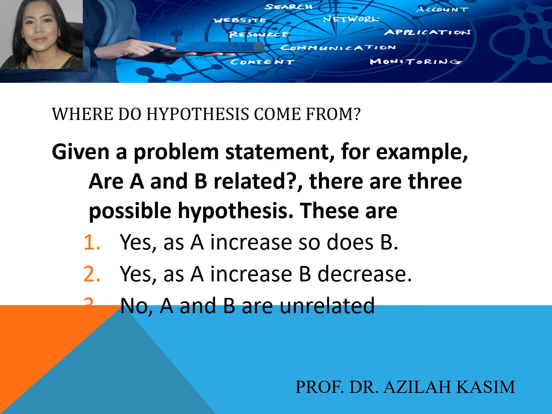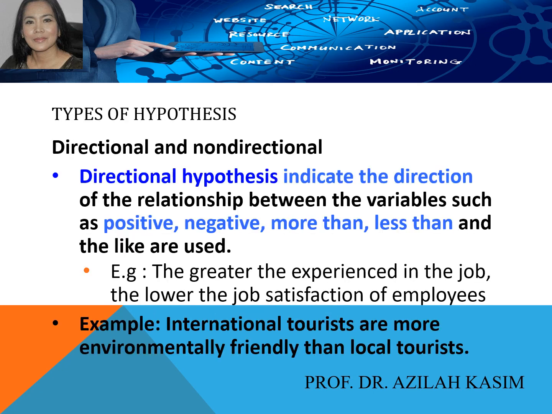So number one here is a direct relationship, where whatever happens to A will also influence B in the same manner. Or an inverse relationship, as in number two here, or no relationship. Also, sometimes we can write the hypothesis by considering the direction as well. It can be either directional or non-directional.